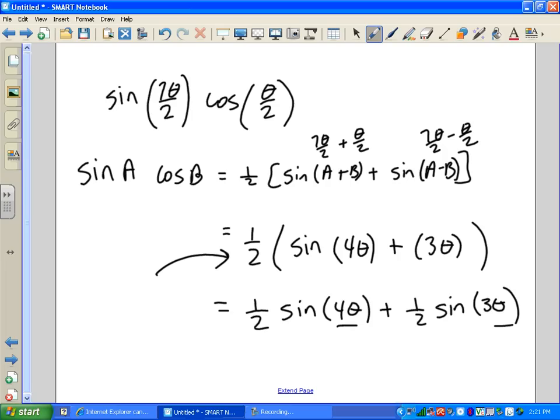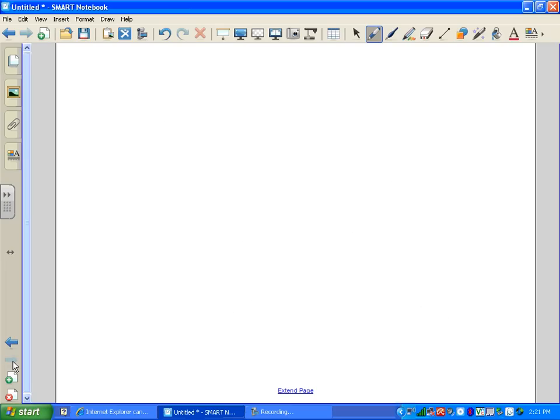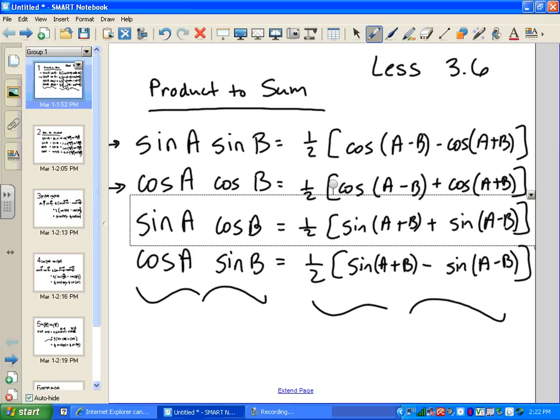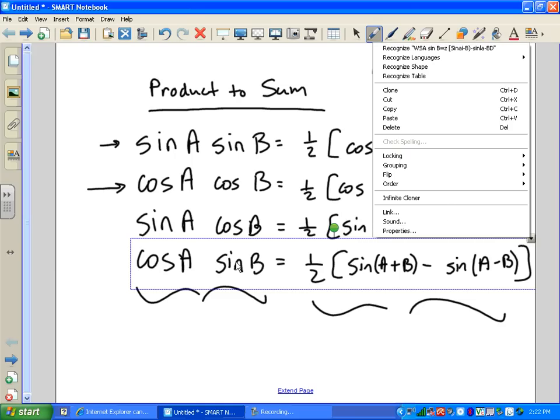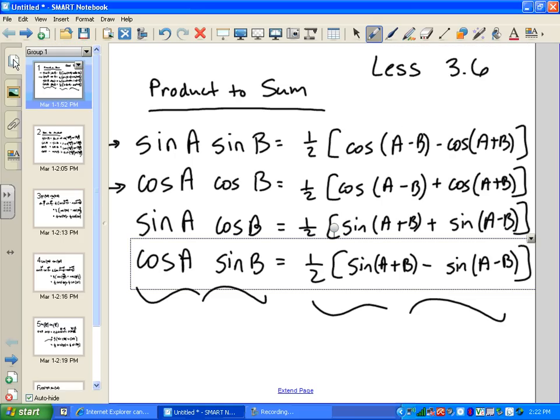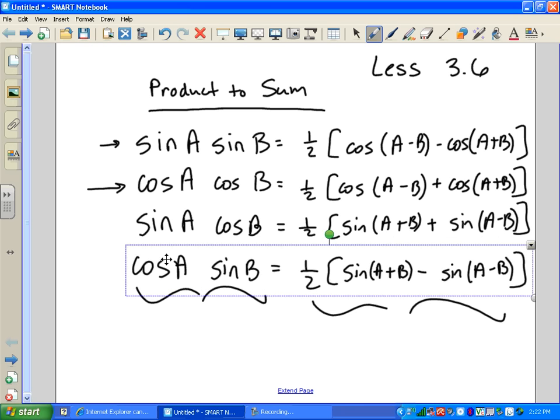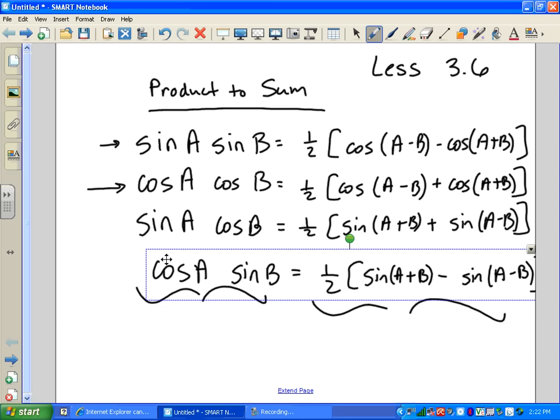Now, let's do one more product here. So we'll have one of each here. So let's do the cosine of 2 theta times the sine of 3 theta. Notice this was sort of a cosine sine one. So let me go back here. And that's the cosine sine one there at the bottom. And we'll copy it to that.